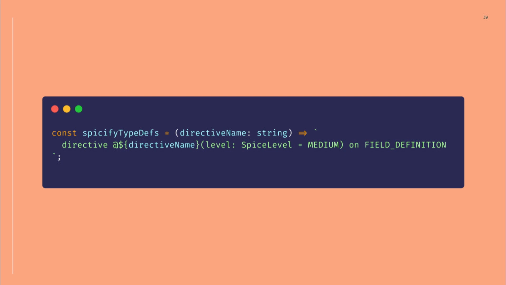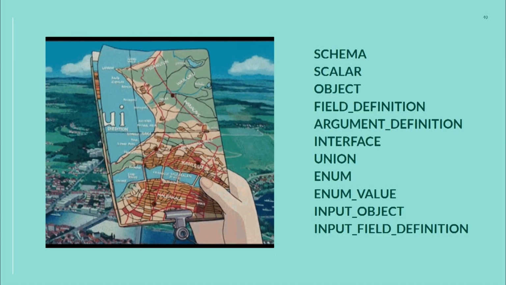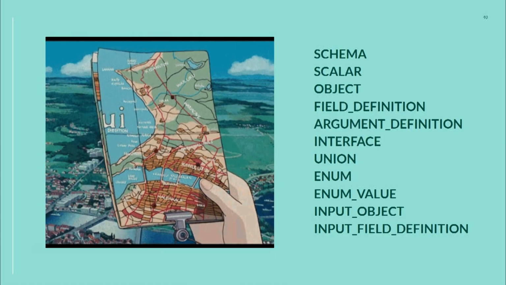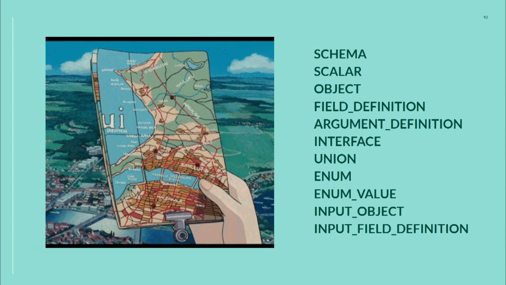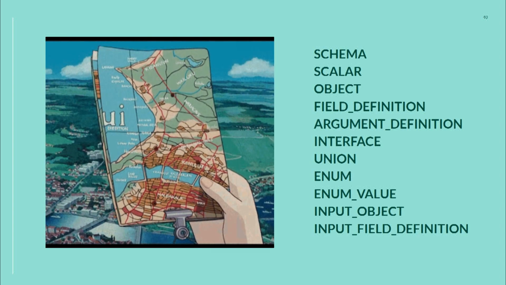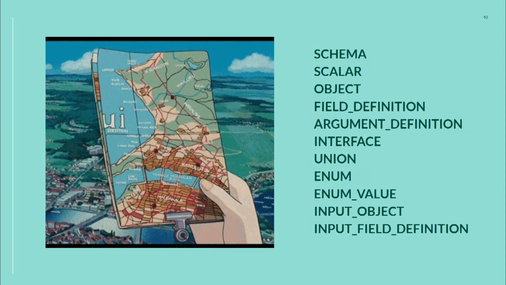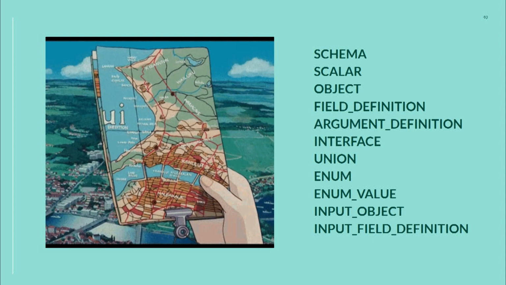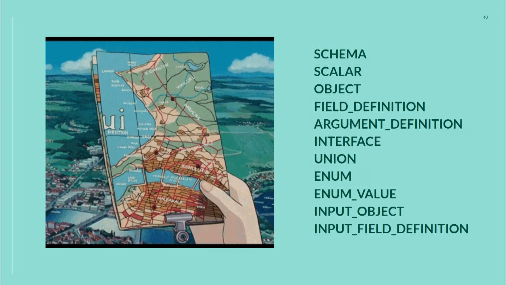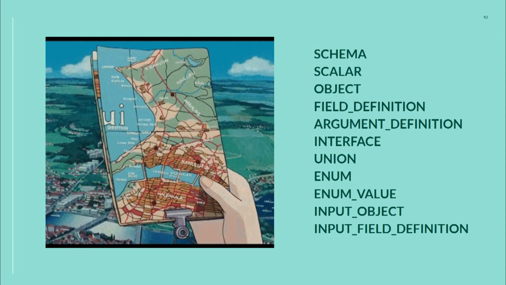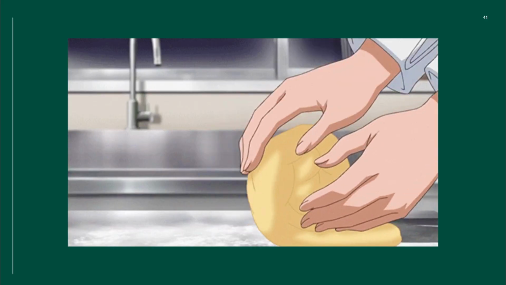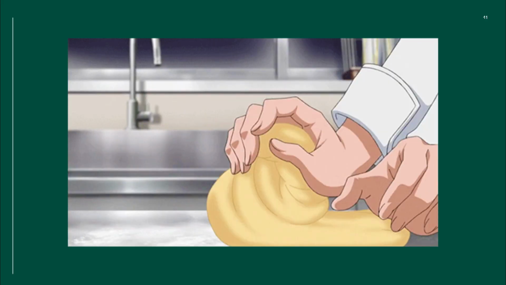Here we have an input, which is going to be level. So it's just something that's on our schema. It's an enum, spice level, set to medium by default, and then it's on field definitions. So if we go back and think about those locations, this one's specifically just on field definitions, just outputs, strings specifically in our case. But there are just so many places you'd be able to put something like this, and it really opens up a world of opportunity, hopefully inspiring you to theoretically do it. So now we're rolling the dough.